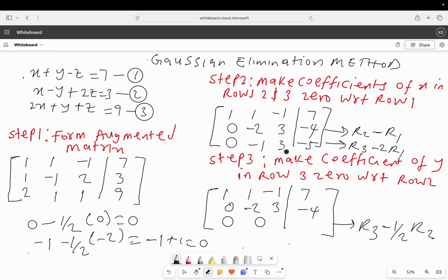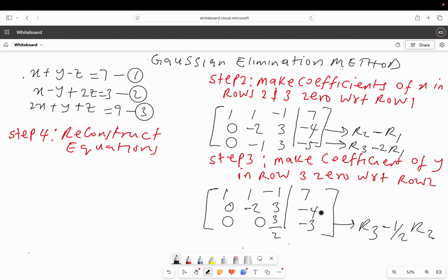Then I will have 3 here, which is 3 minus 1 over 2 into 3. So if you simplify, you'll end up with 3 over 2. So I will just have 3 over 2 here. So for the final element, I will have minus 5, then minus 1 over 2 into minus 4. So if you simplify, I have 2 here, minus 5 plus 2, I will end up with minus 3. So I'll have minus 3 here.